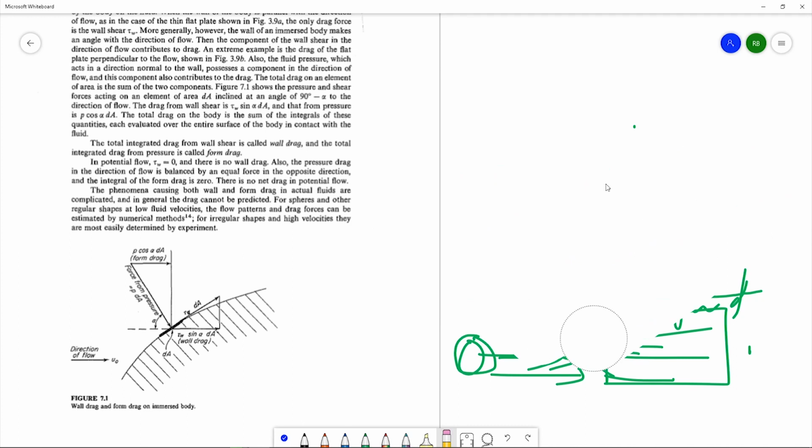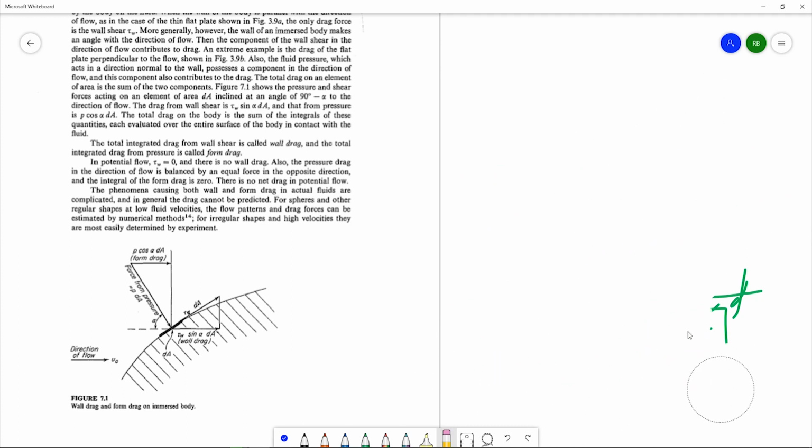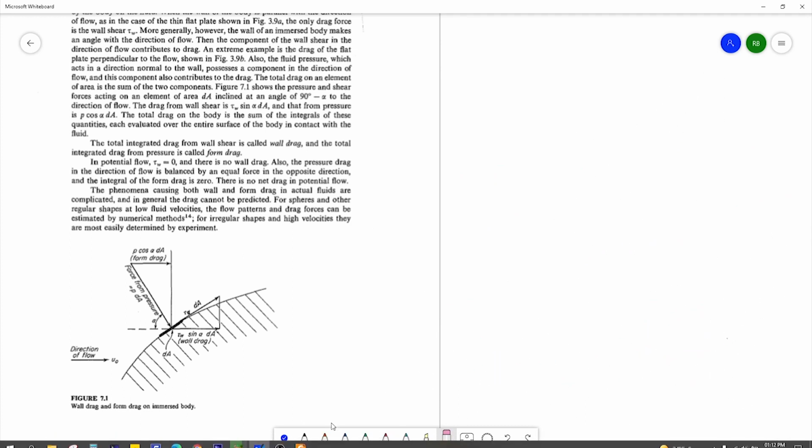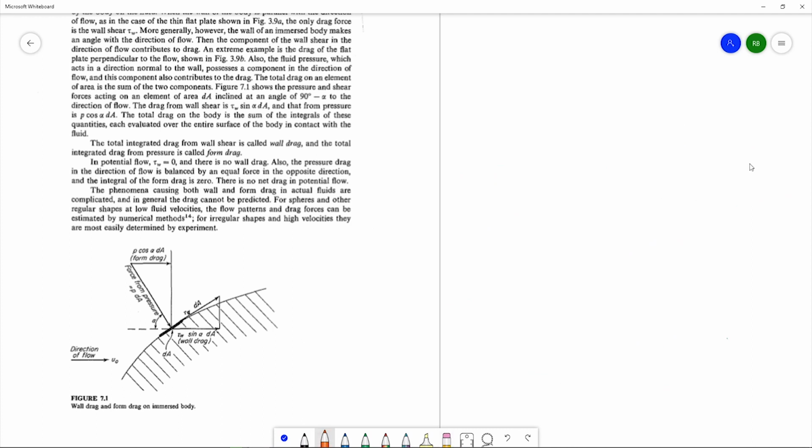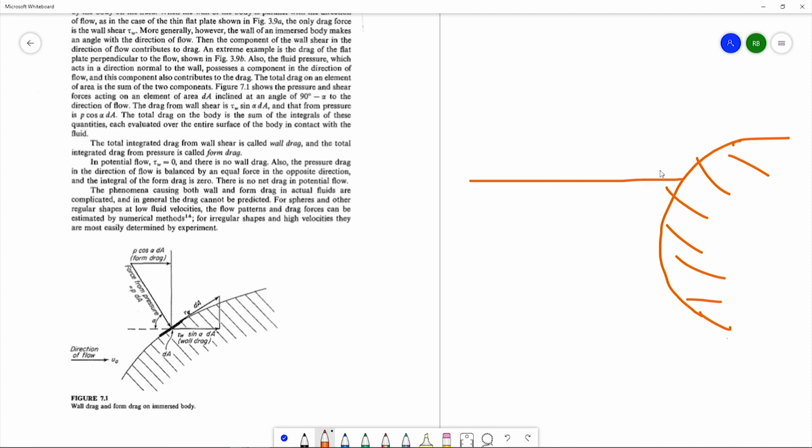Let's consider the general form. Suppose we have an object like this. It is not spherical, it's some other form. Let's say fluid is moving in this direction with velocity v0. It is given here as well.